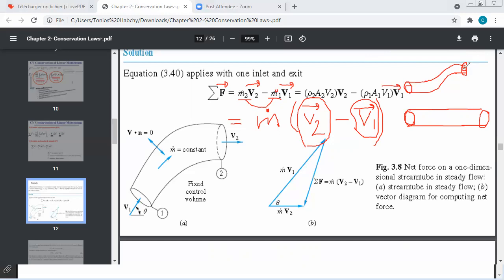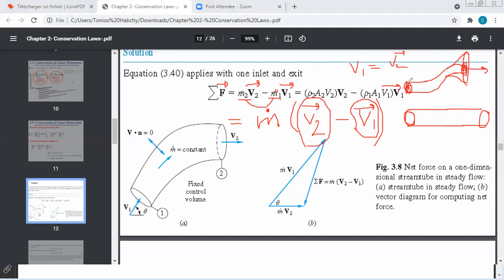Because what is the condition to have the same velocity vector? First, the same cross-sectional area. So here A1 should be equal to A2. If you want the same sense but different magnitudes, I can put a larger area here. If I put a larger area here, then the V1 vector is different than the V2 vector. So the only case where the sum of forces equals 0 will be when I have the V1 vector equal to the V2 vector, which means that I should have the same cross-sectional area at the inlet and at the outlet.